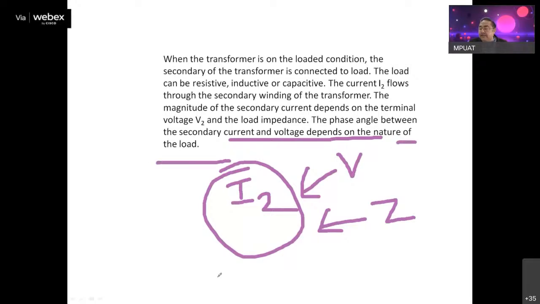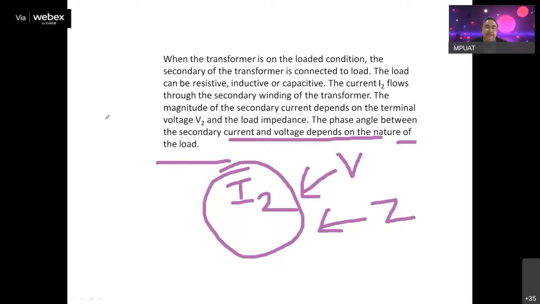second phase angle between secondary current, वो डिपेंड ऑन नेचर ऑफ द लोड. लोड किस टाइप का है? इंडक्टिव लोड है तो जो करंट है, that current will lag behind the terminal voltage V2. और अगर मान लो कैपेसिटिव लोड है तो करंट will be leading the terminal voltage V2. And if it is a resistive load, pure resistive load, then the secondary current I2 will be in phase with the V2.